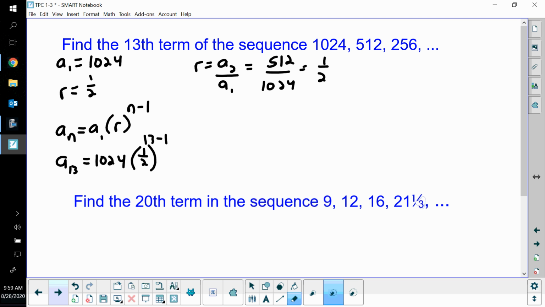All we'd have to do now is sub that in the calculator. I think it's good to make a prediction before you sub it in the calculator. We're getting smaller each time, so we should get something smaller than 256 if we do this correctly. And when you punch this in, you end up getting 1/4.